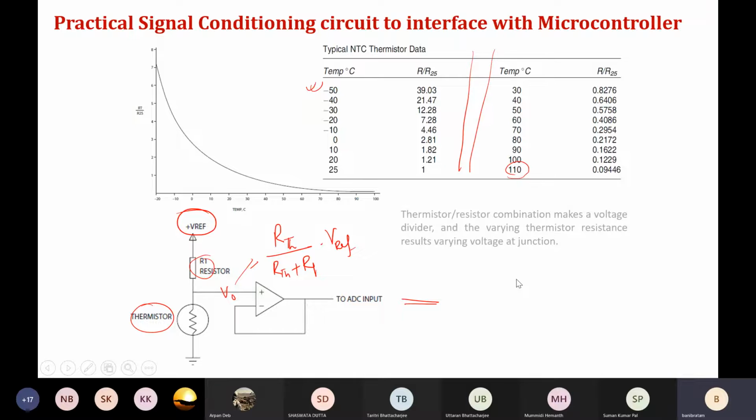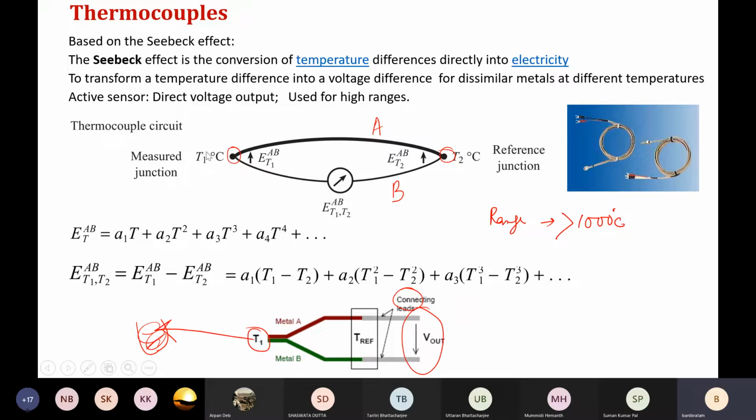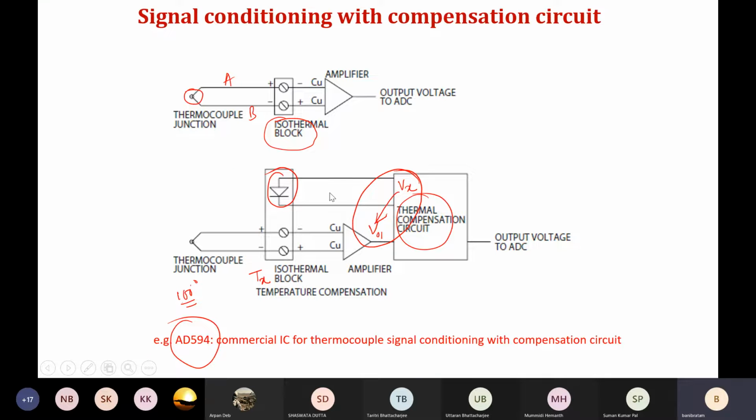Next, we discussed the practical signal conditioning circuits for the thermistor as well. For the thermistor, simply a voltage divider circuit, followed by a simple amplifier or buffer block, was used to convert the resistance change into voltage change. In that context, we discussed the self-heating effect and how designers need to be aware of this problem, and what aspects need to be taken into account. After that, we discussed the thermocouple, which gives you a direct electrical output. And in that context, we also illustrated the requirement of a thermal compensation circuit.